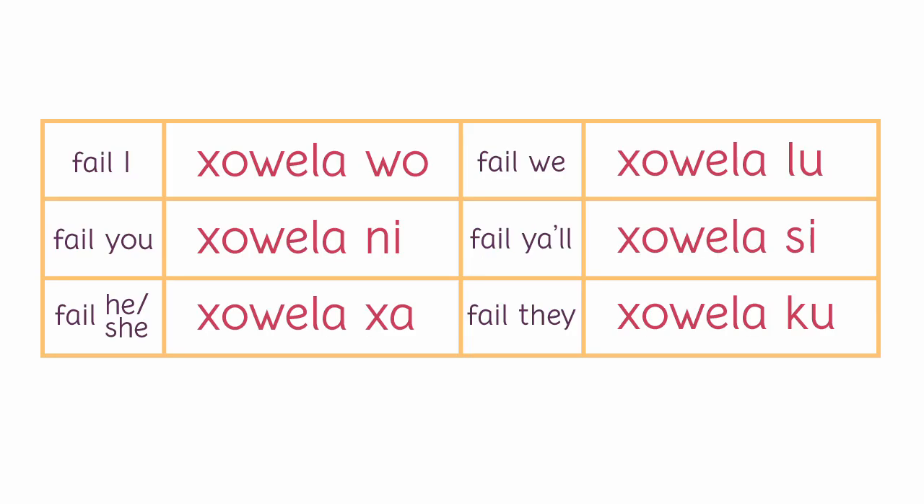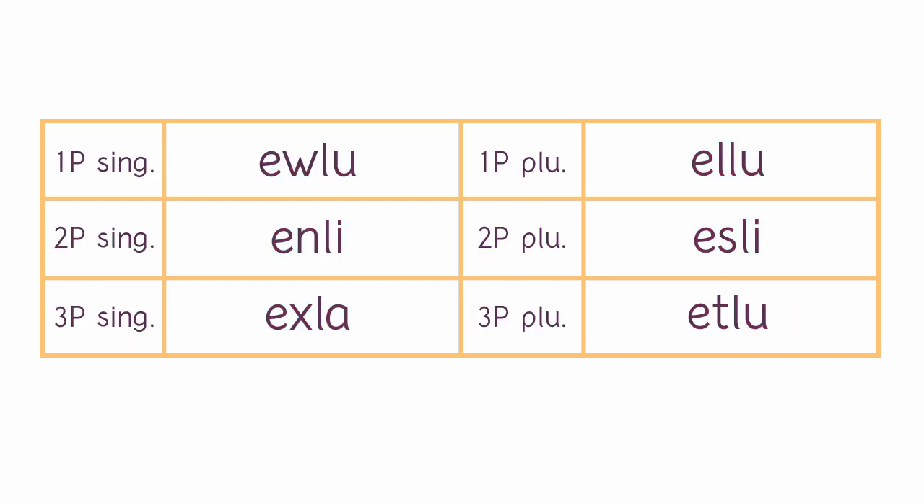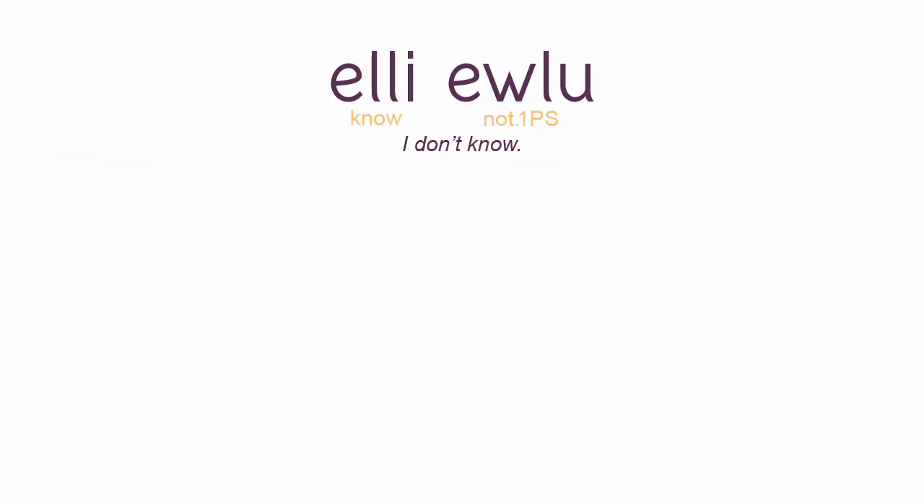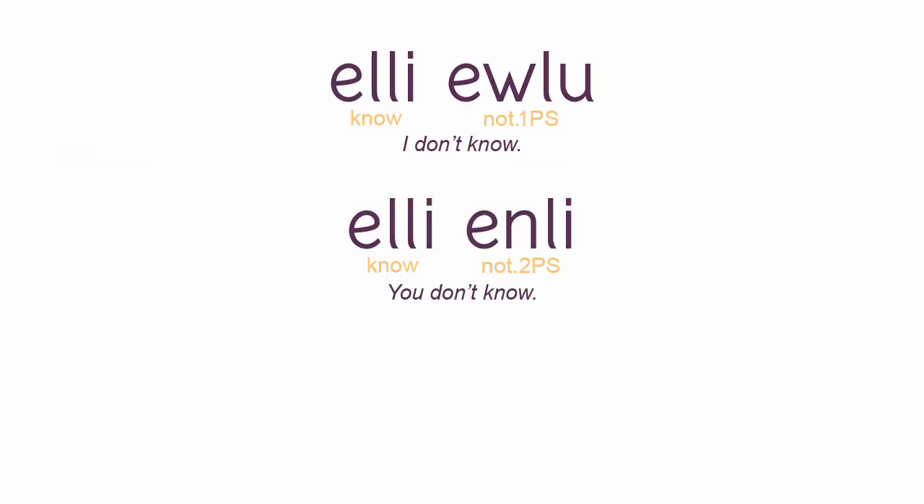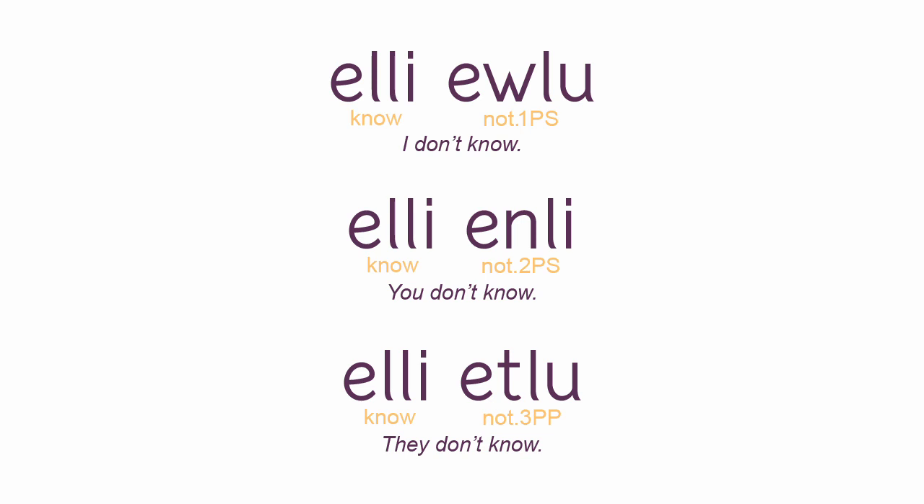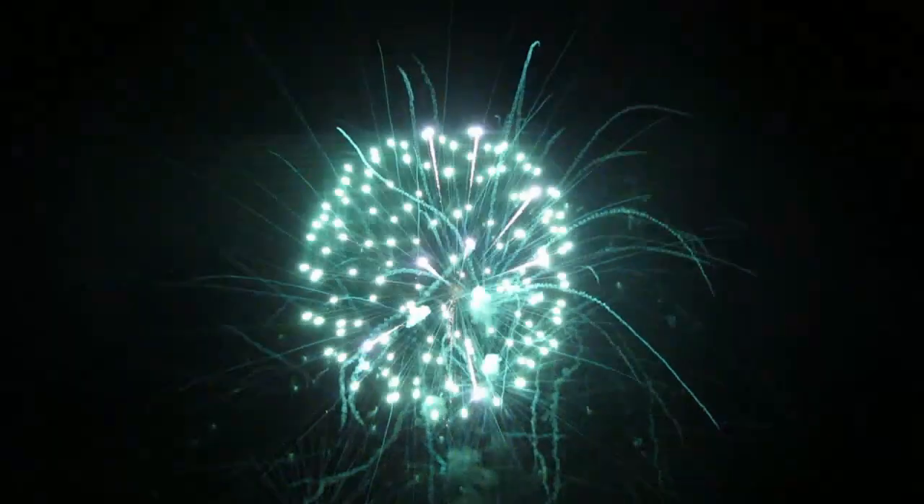And of course, I can make hoela smash into all the other pronouns as well, and end up with a negation particle that inflects for person and number. So now I can say elli enni for you don't know, and elli etlu for they don't know, and so on. Grammar! I have grammar. Isn't it great to have grammar?